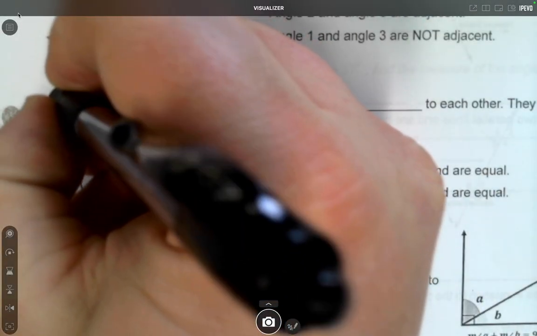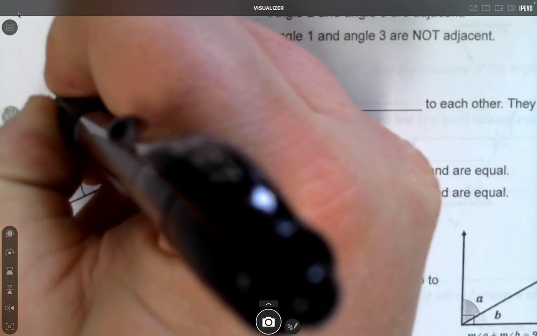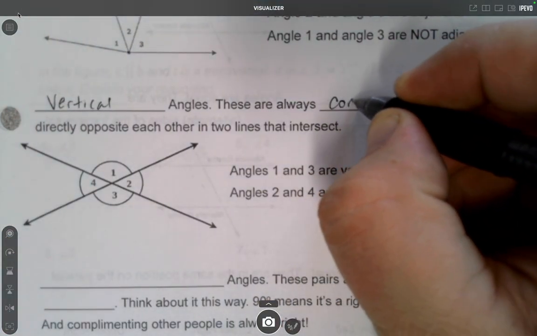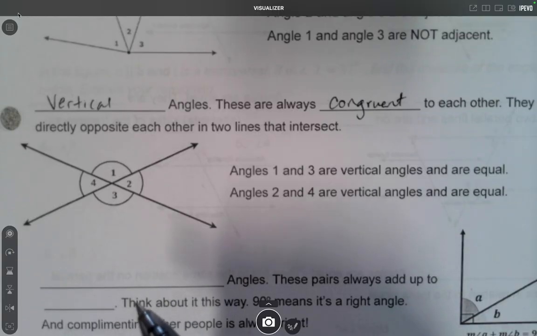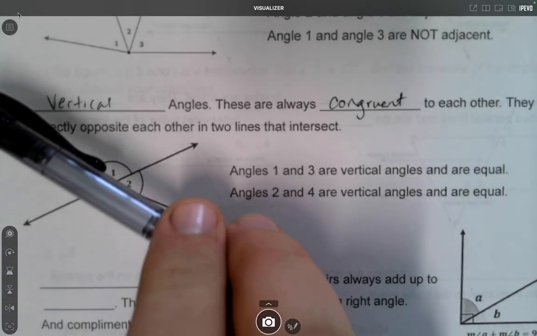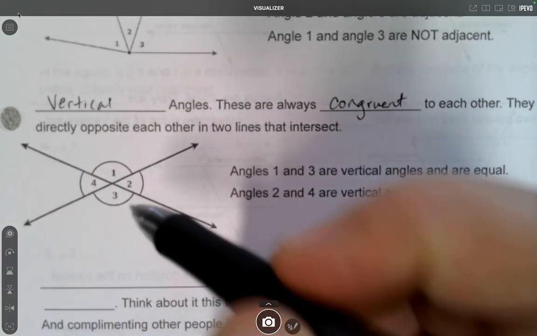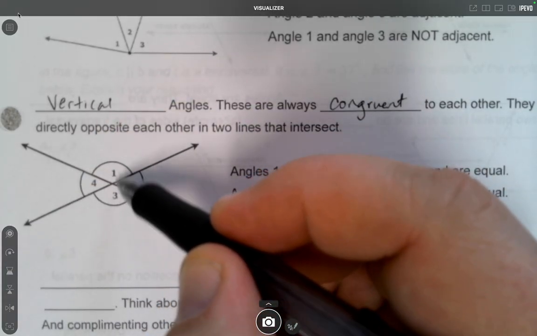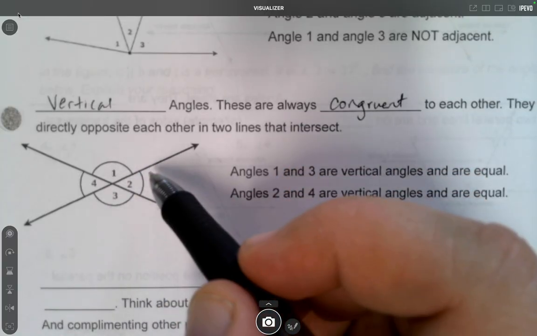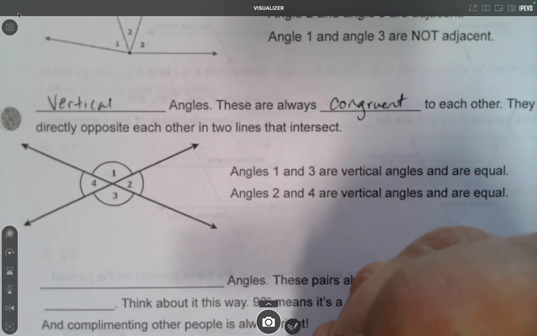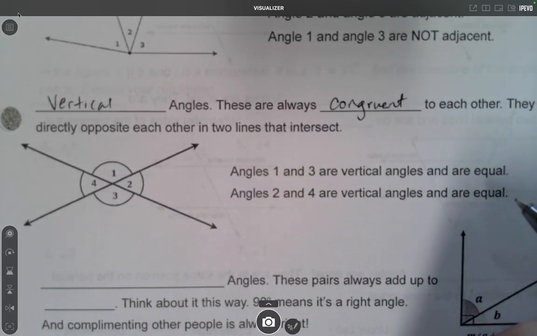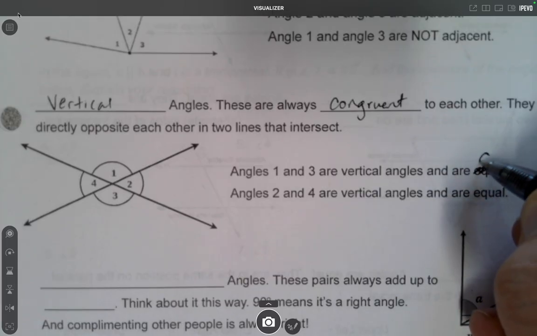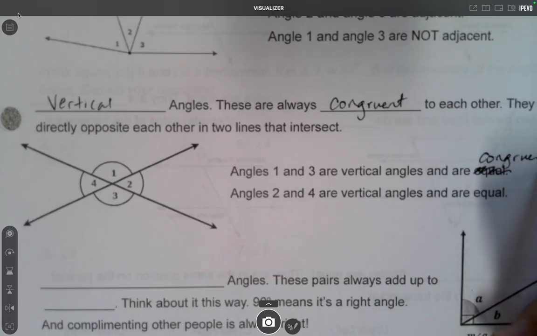vertical angles. Now this falls into the category that if they are vertical angles, they are always congruent to each other. And when you have two lines that intersect, they're always directly opposite each other. So we've got this line and this line. And then if you look, 1 and 3 are directly opposite each other. They're the same angle, just on opposite sides of the two lines. So 1 and 3 are vertical angles, and thus, I really should say congruent right here. Sorry, in geometry they'll be very particular about that, so I should be too.